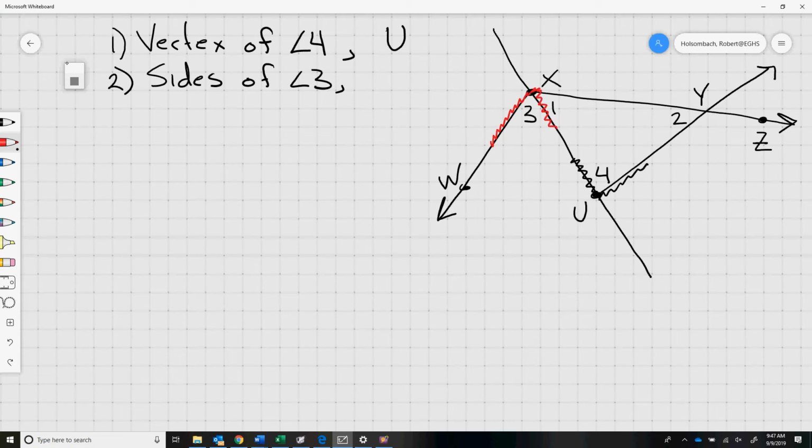Alright, what's one of the sides of angle 3? Ray XW. Remember, the sides of an angle are rays. What's the other side of angle 3? Ray XU, very good. Ray XU. Alright, so those are the two sides of angle 3.